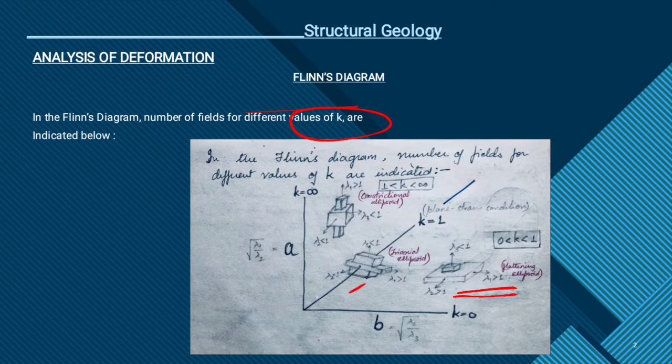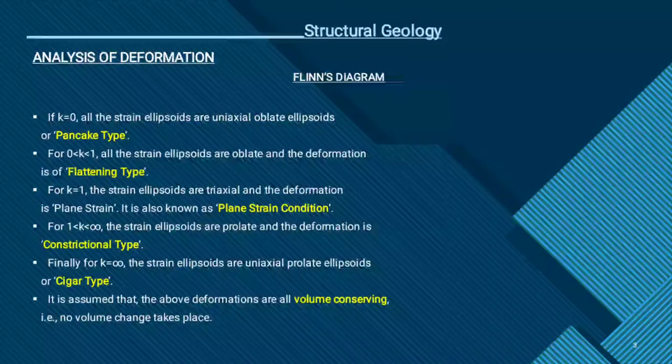When K equal to 1, we will get plane strain. And when K equal to infinity, we will get constrictional. Next slide. If K equal to 0, all strain ellipsoids are uniaxially oblate, and you will get the pancake type, pancake flattening ellipsoid, prolate, oblate.